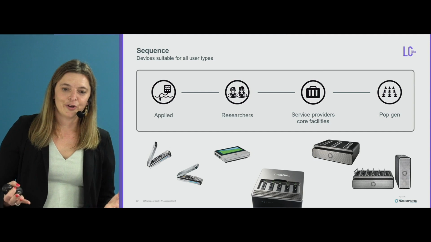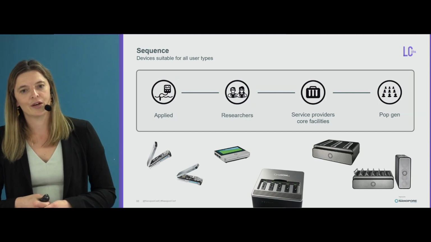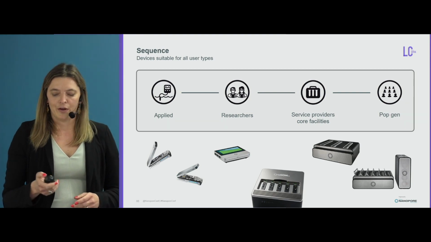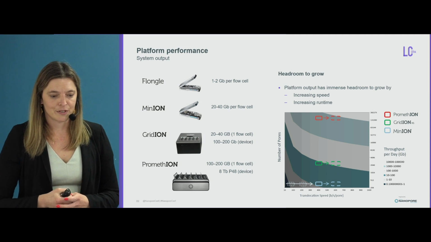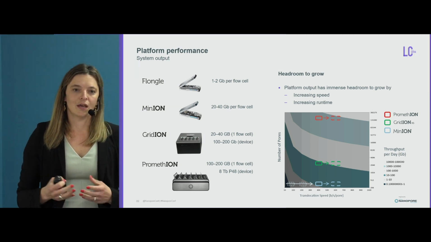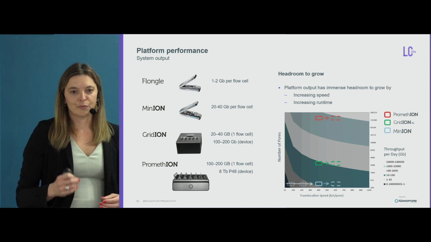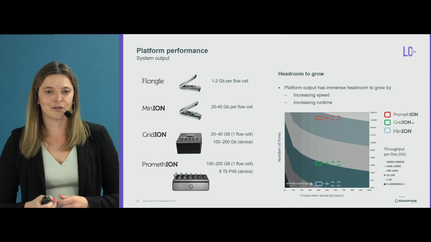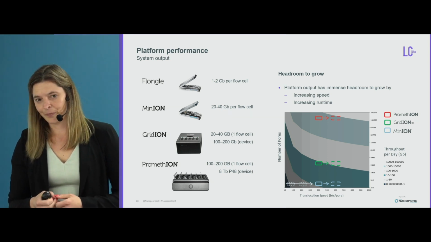So now that we've covered a lot of the sample prep options, we're going to take you through sequencing. So we have a very, very scalable offering. James and Stu have already mentioned this. So we've got Flongles at 1 to 2 gigs, MinIONs, MinION 20 to 40, GridION multiply that by 5, and then the PromethION, you get that 100 to 200 gigs per flow cell and the 8 terabase run.